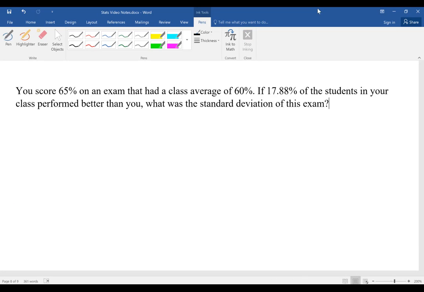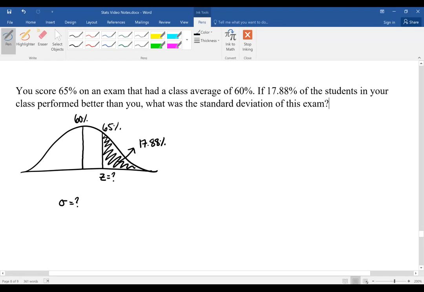Our last example. You score 65% on an exam that had a class average of 60%. If 17.88% of the students in your class performed better than you, what was the standard deviation of this exam? All right, what I want to start with is drawing a normal distribution for this situation. All right, here is my normal distribution. I've input my mean, my class average, which was 60%.